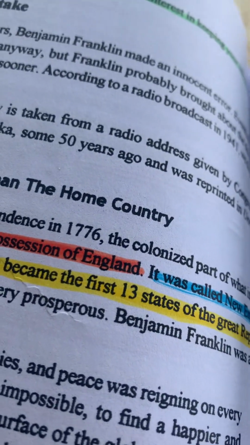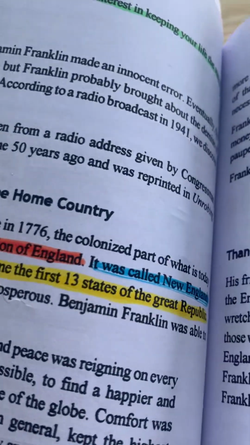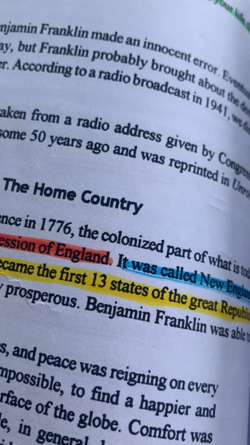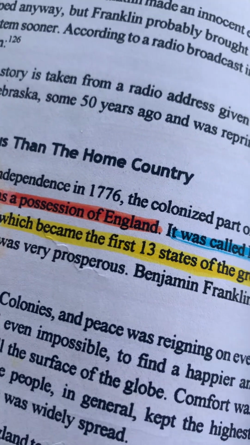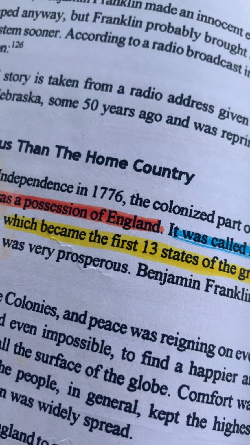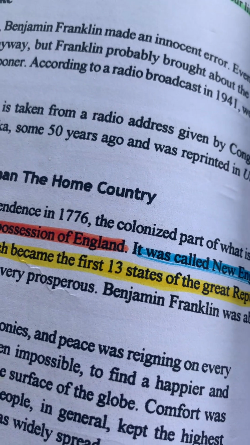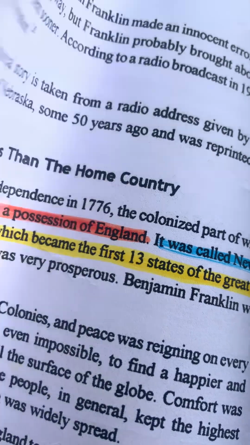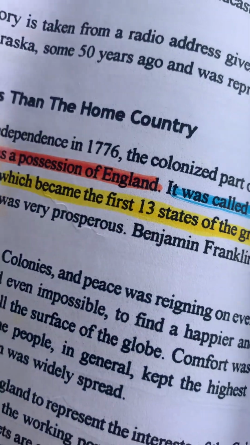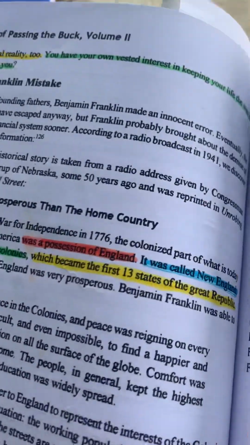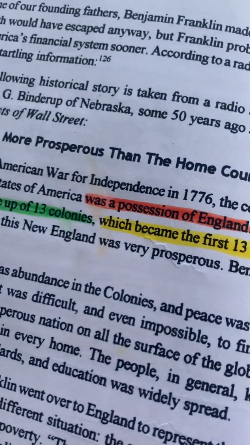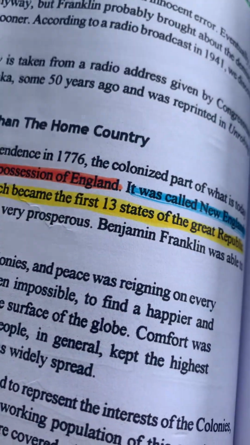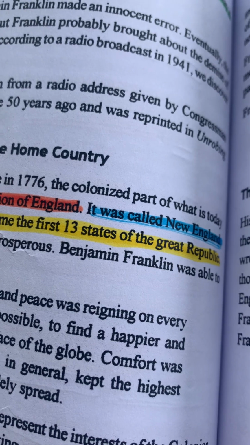Next, we have colonies more prosperous than the home country. Before the American War for Independence in 1776, the colonized part of what is today the United States of America was a possession of England. It was called New England and was made up of 13 colonies, which became the first 13 states of the Great Republic.